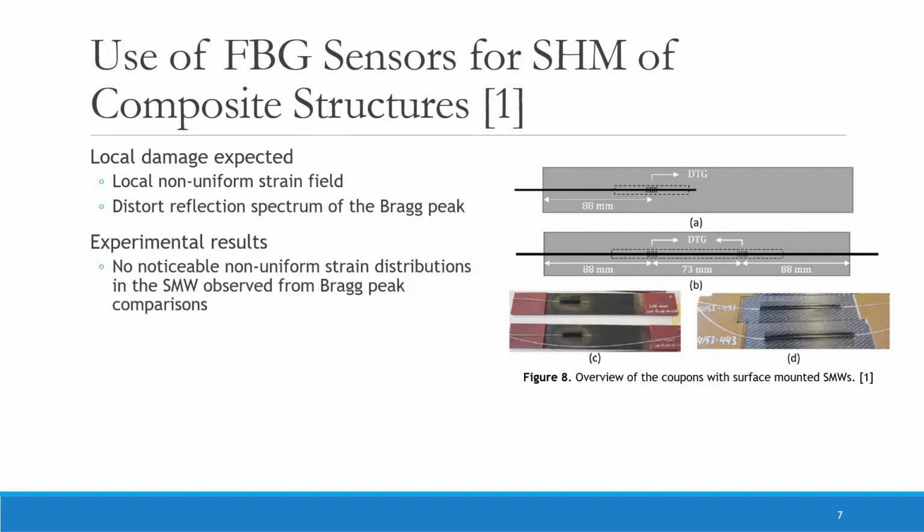For the experiment performed, if any local damage was done to the sensor or the coatings due to any applied load, this resulted in a local non-uniform strain field around the DTG and one would be able to observe a distortion of the reflection spectrum of the Bragg peak. To quantify these expected observations, the cross-correlation between the Bragg peak before and after the tests was compared. It was found that there were no noticeable changes in the peaks, which concluded that the proposed mounting method was successful. There was no damage induced in the DTG sensors nor the SMW coating under any flight condition.